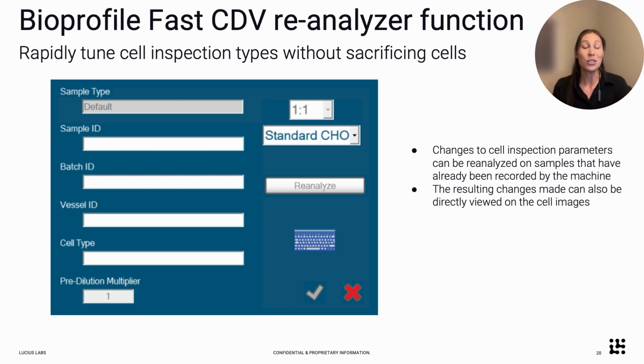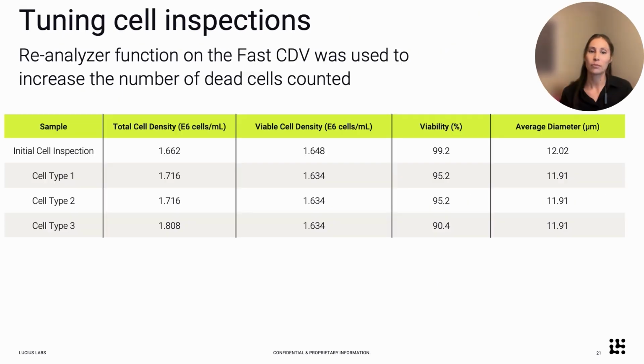You just keep reanalyzing, creating essentially new images that contain new information, but all of the original data is still there. So by using this, we don't have to sacrifice our precious culture samples. We can simply just reanalyze everything and create the most optimized cell inspection type.